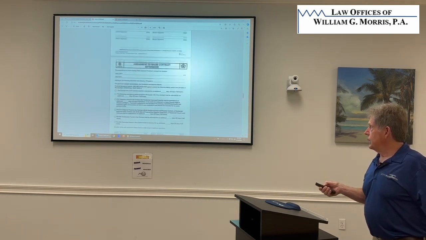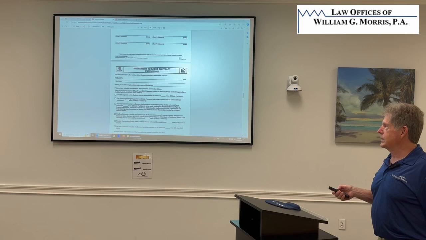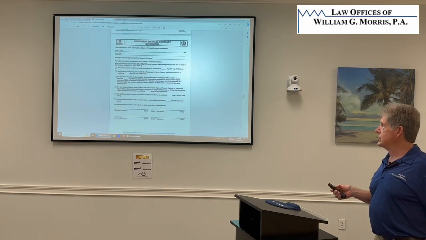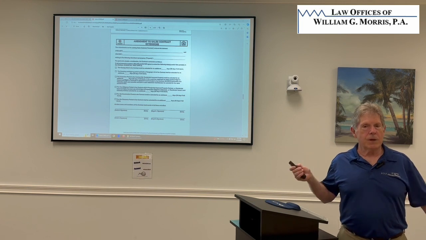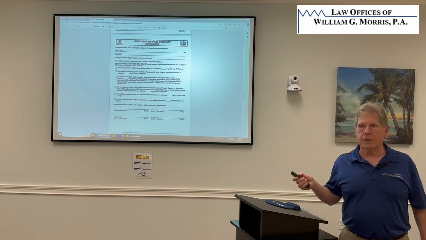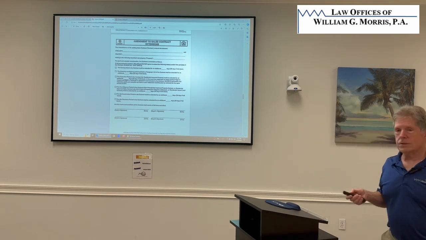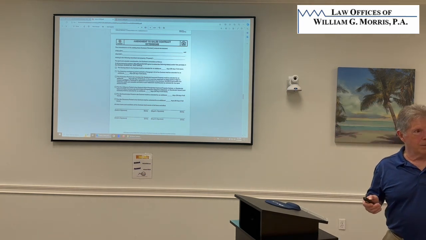And here is a form where we're going to extend something, the timeline for doing something. It's a great form. I don't see it used very often. Anybody here ever use this form? What I do see is something that's handwritten or a little email back and forth.